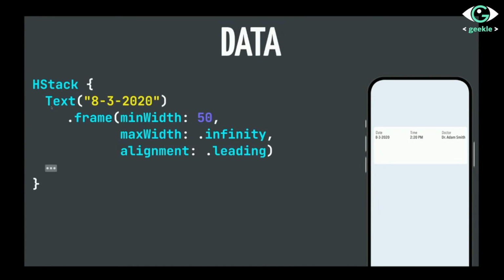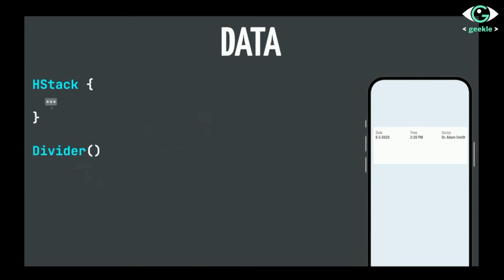Next, I have the data side. So we have the date, the time, and the doctor that we're displaying, and it mimics exactly what we did in the header section. After that, we have more code not shown. And then we have this H stack we just looked at. I minimized it, and right underneath it, I add a divider so that we have that line. And then we go to the next section.